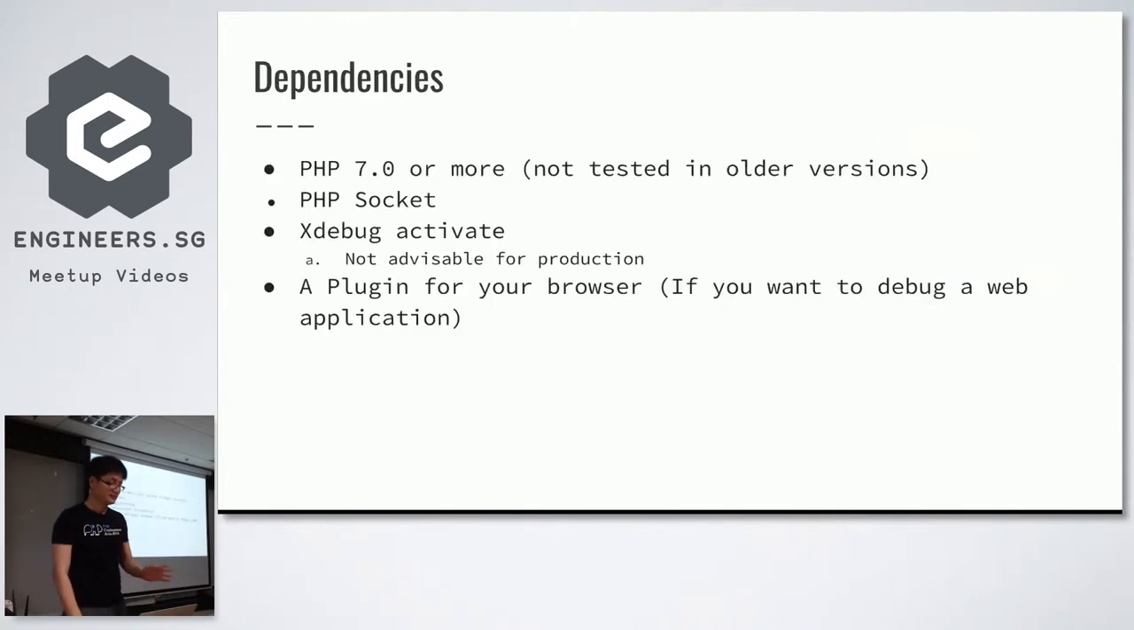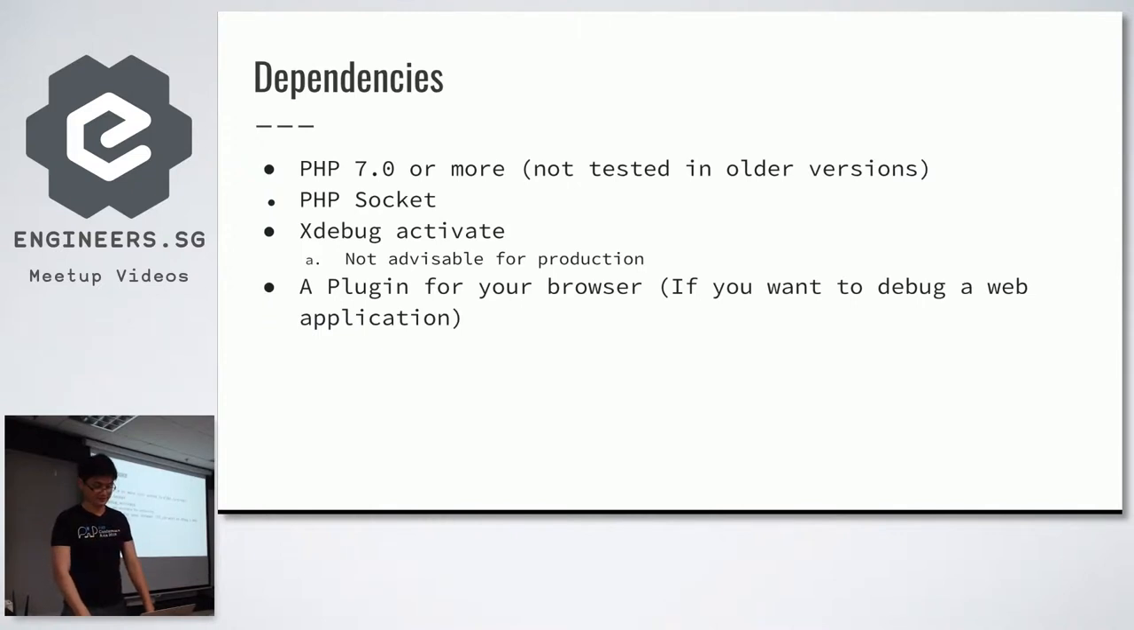and it has some dependency. PHP 7.0, but I think by now it's deprecated already, so you can move above that. It needs PHP socket. It also needs to have the xdebug deactivated. So please do not use this for production because it will slow down your system. Then you also have a plugin for a browser if you want to debug on the web interface.